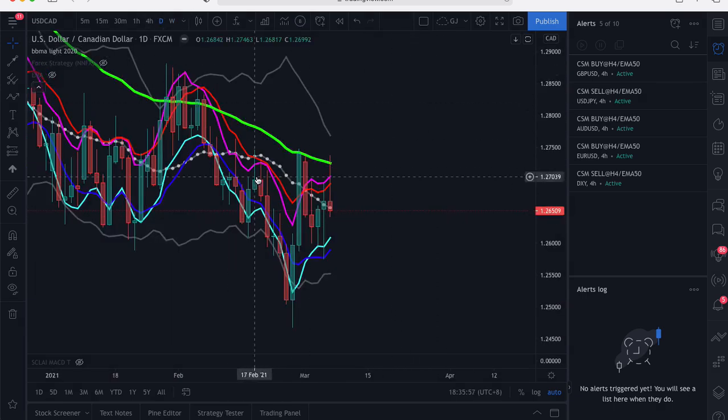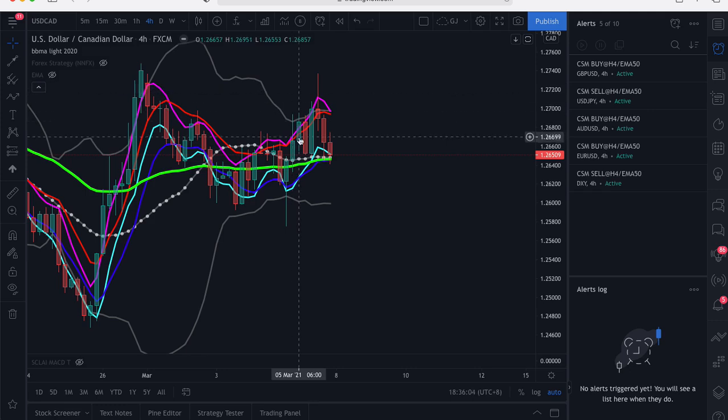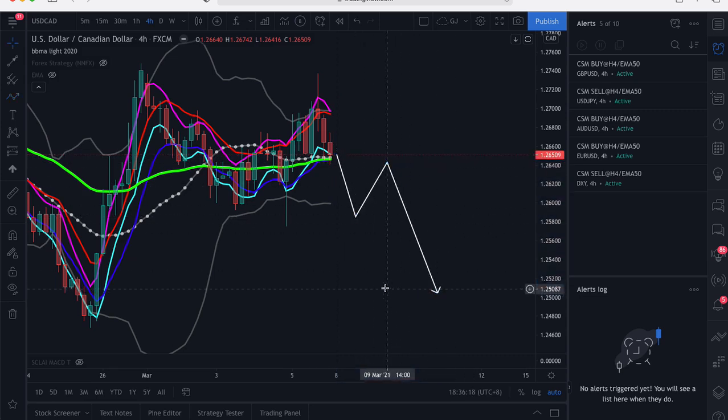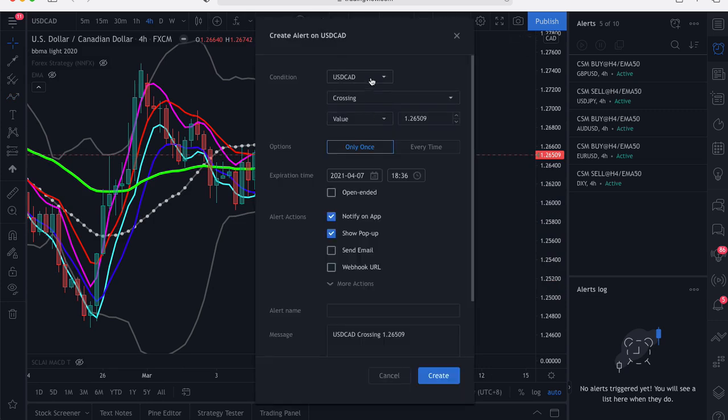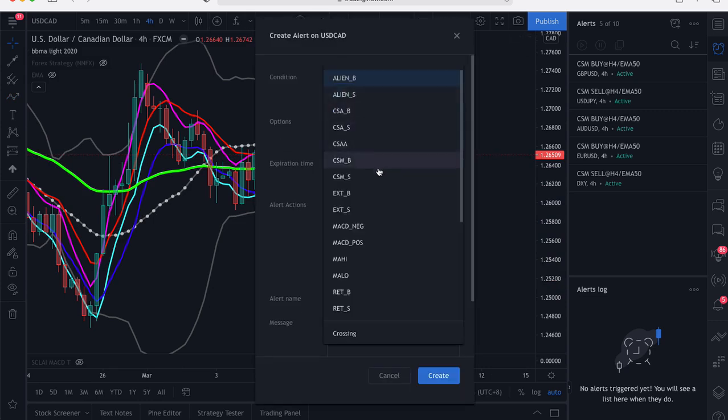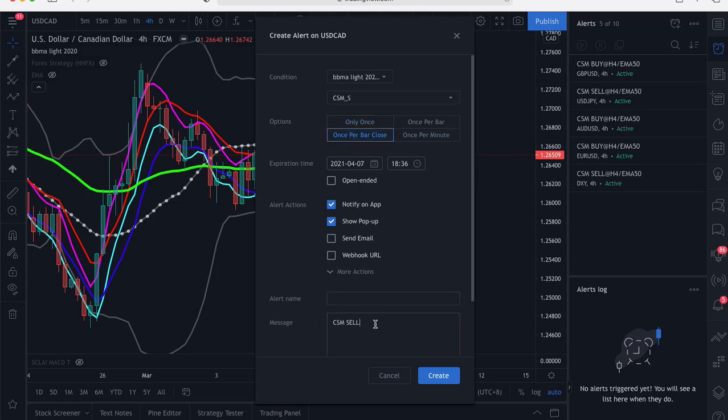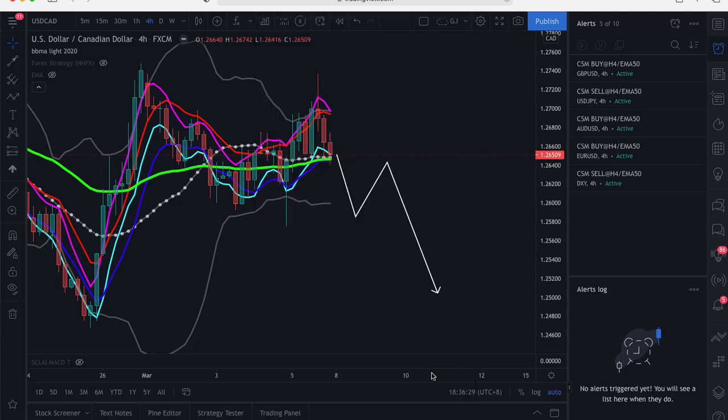On daily, we can see price has made a re-entry sell, big rejection here. On H4, this is extreme sell, this is TPW sell. So what we want to do is wait for this to close below, come back and continue to go down. Right, so set the alert for CSM sell.